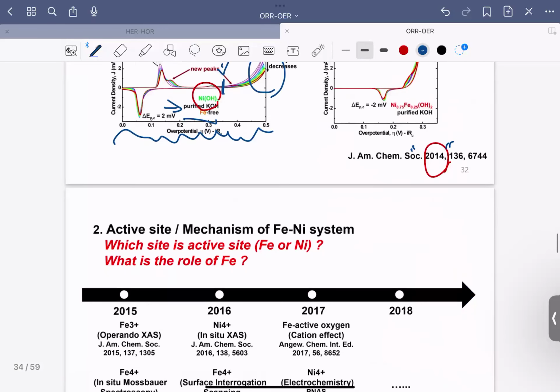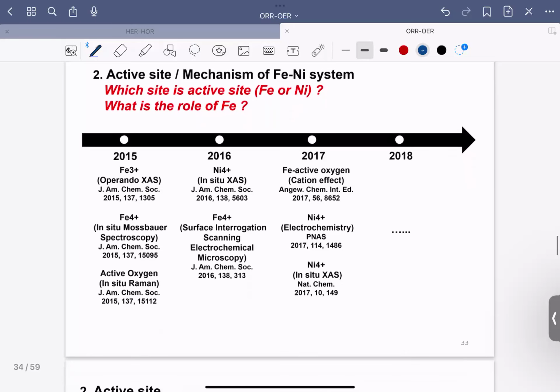So after 2014, people became aware that nickel iron is the best, right? Nickel itself is not that active, and iron itself is still not that active. And if we prepare nickel iron, or accidentally prepare it without further purification of the electrolyte, people figured out that nickel iron is a good catalyst for the OER, right? And what about the remaining things? The remaining question is the discussion about where the active site is, right?